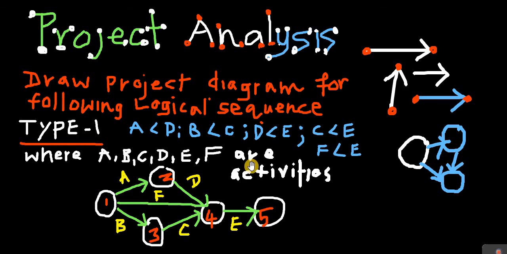All others have a predecessor as well as a successor. For D, A is a predecessor. For C, B is a predecessor. For E, D, C, F are the predecessors. Or we can say successor also: D is a successor of A, C is a successor of B, E is a successor of D, F, C. So on the basis of the predecessor and successor, it is possible to make a project diagram. And that's the way we are doing this.